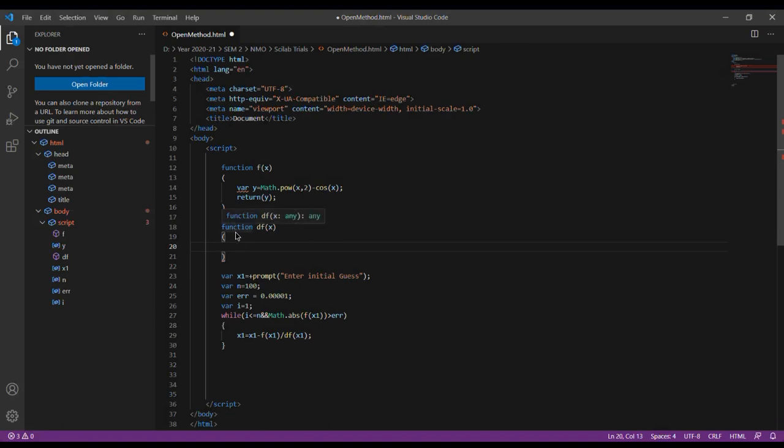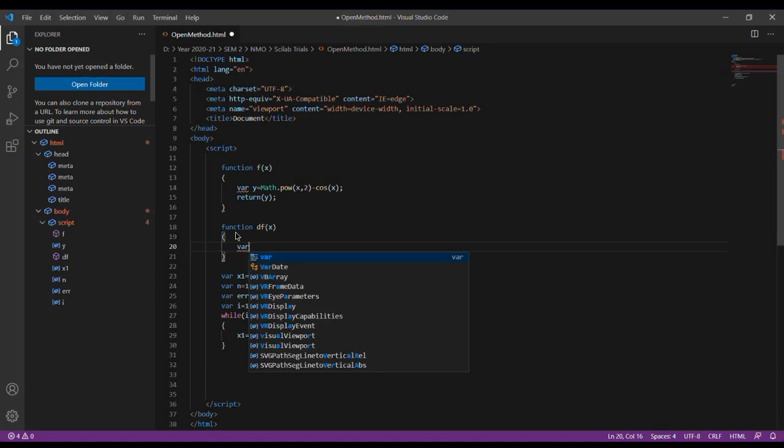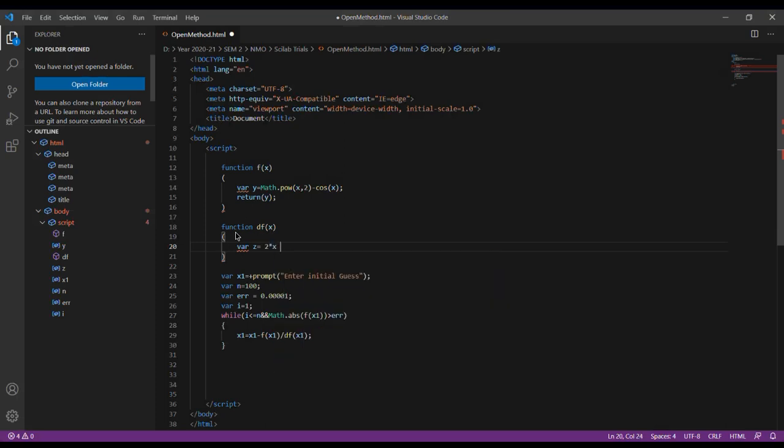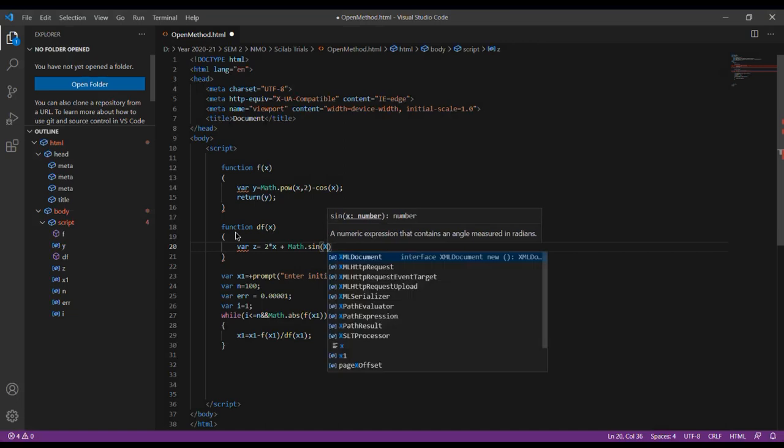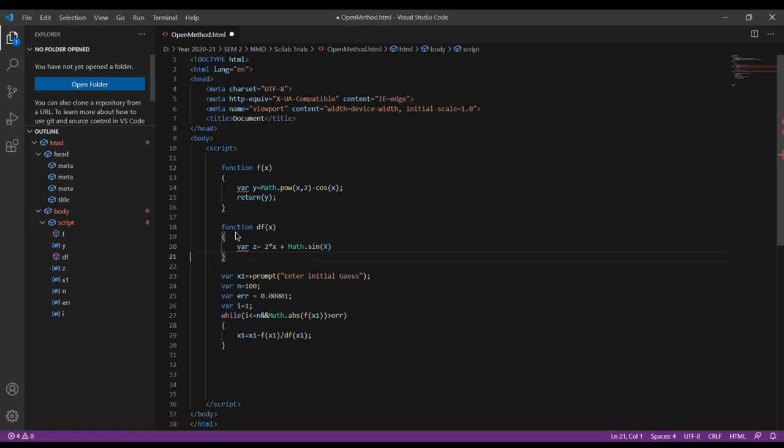Okay. So there you write var z equal to, so the derivative will be 2 into x plus math dot sin of x, in round bracket sin of x semicolon.